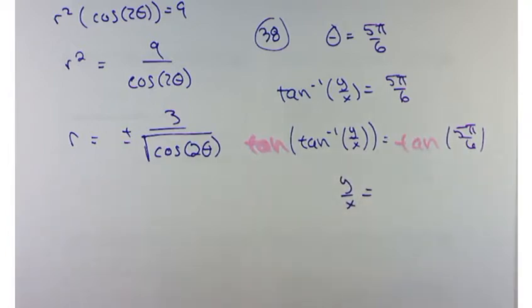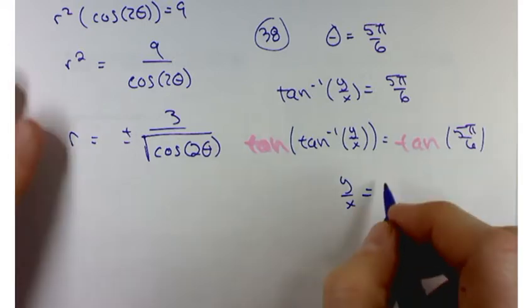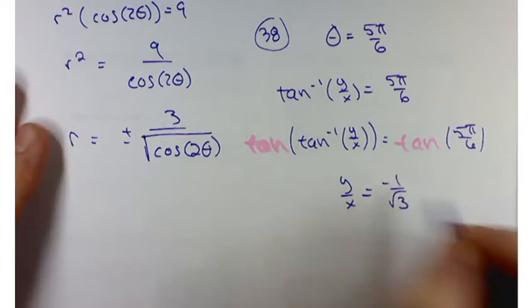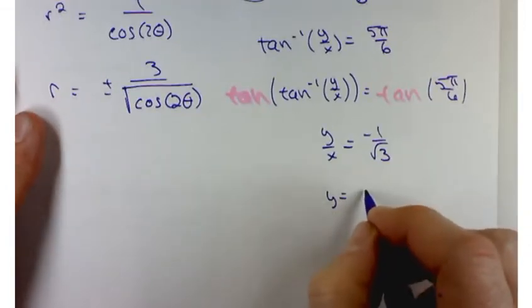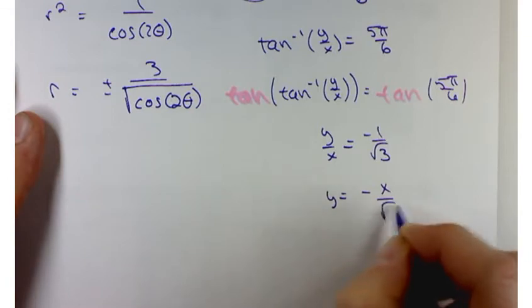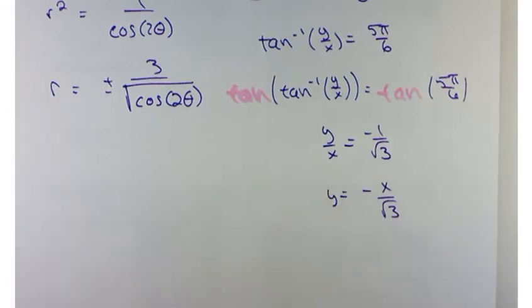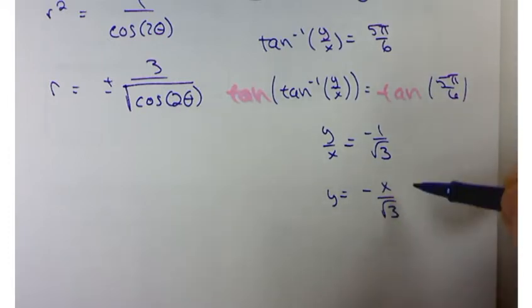Tangent of 5 pi over 6 is negative 1 over root 3. So if I solve for y, I get y equals negative x over the square root of 3. So you're going to get a line straight through the origin at that angle, 5 pi over 6.